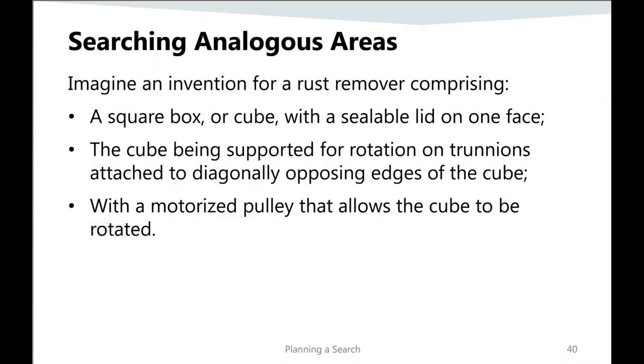Suppose an application for a rust remover is presented. The rust remover consists of a square box or cube with a sealable lid on one face, the cube being supported for rotation on trunnions attached to diagonally opposing edges of the cube, and including a motor and pulley system that allows the cube to be rotated. But for being motorized, the claimed structure is identical to the structure of the previously claimed churn, washing machine, and mortar mixer.